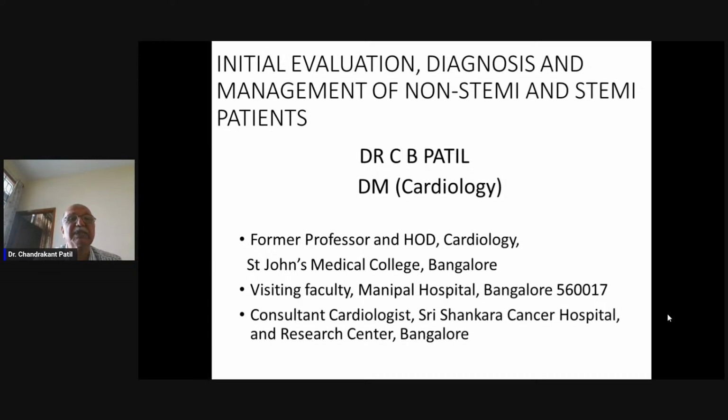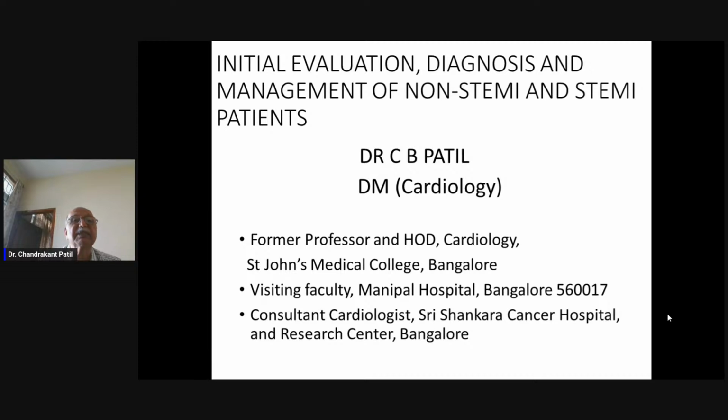I'm going to discuss both non-STEMI and STEMI. Non-STEMI is non-ST elevation MI, and STEMI is ST elevation MI. They all come under the group called acute coronary syndromes. Amongst these acute coronary syndromes, non-STEMI forms about 40% of the diagnoses.